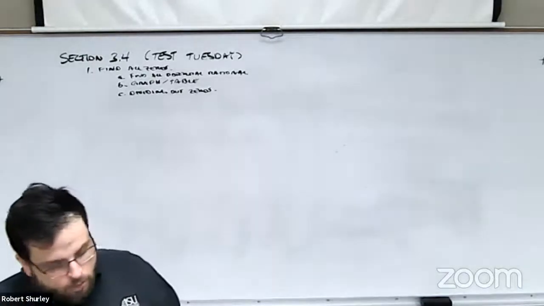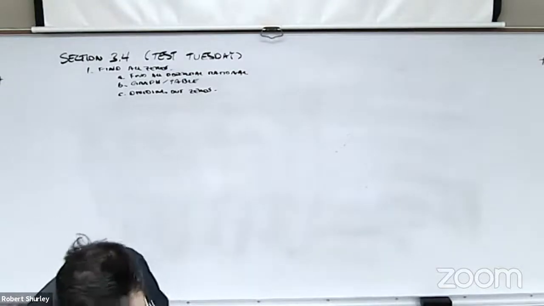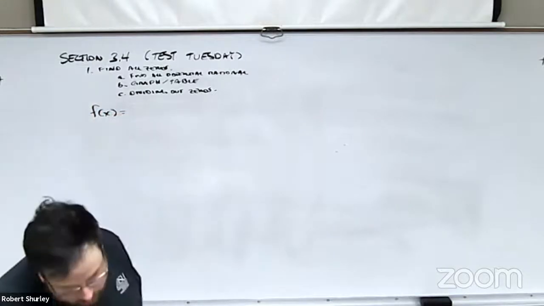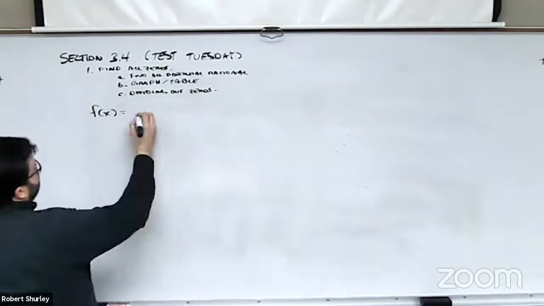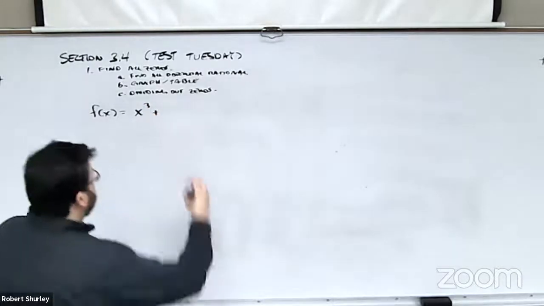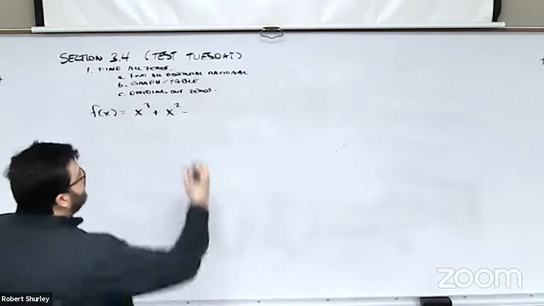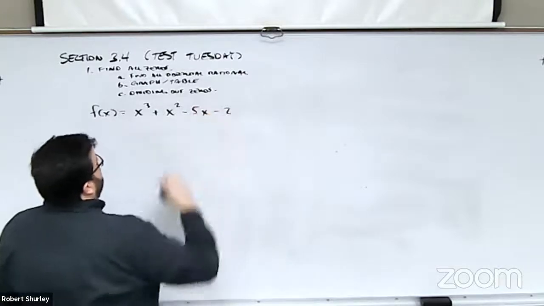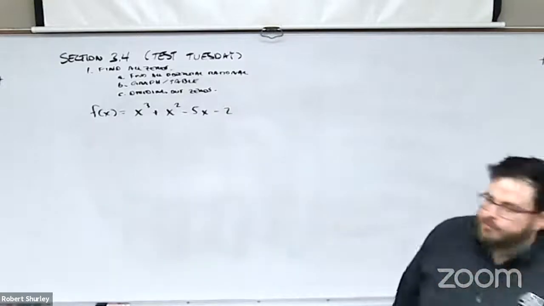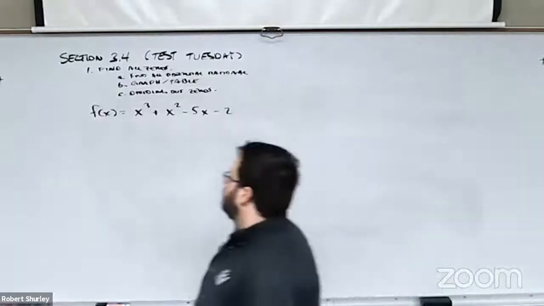Okay. So let's look at an example now. I'm stealing this from the book. It's f of x equals x cubed plus x squared minus 5x minus 2. Oh, the potential rationals are going to be easy on this one, okay? Because we have a prime number in both spots. So potential rationals are going to be pretty easy.